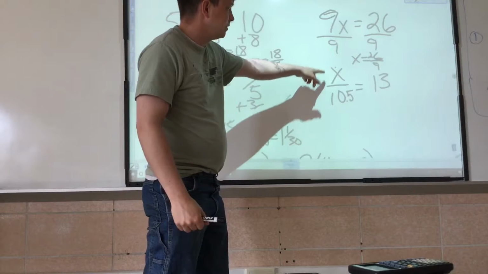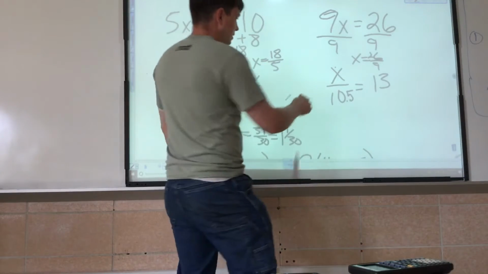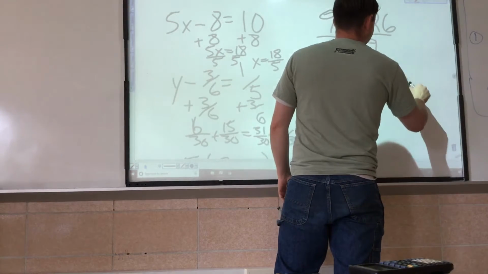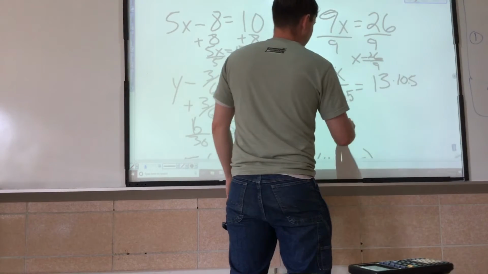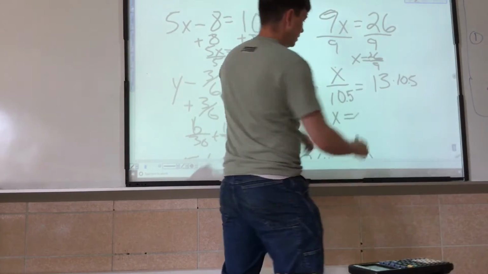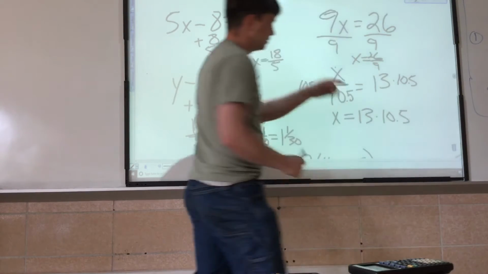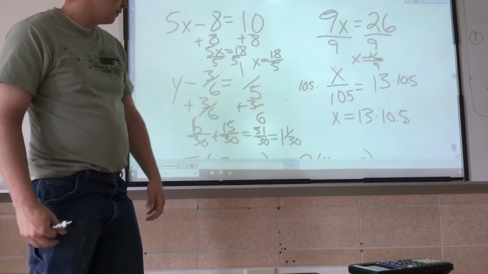With this one, I'm dividing, so again, I'm going to do the opposite. I'm going to multiply by 10.5. Multiply by 10.5 here, and so you have x equals, and then you can put this in your calculator and get a number, 13 times 10.5. So just put that in your calculator, figure out what you get from there.